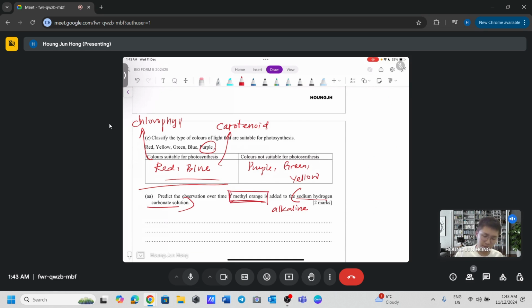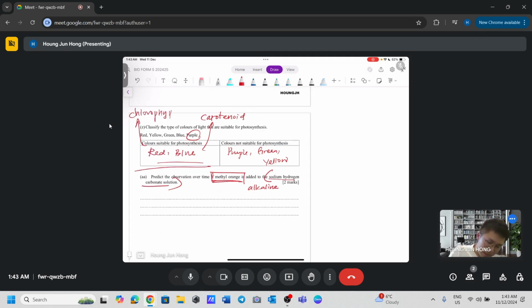Let me also check the full answer for methyl orange. The color change of methyl orange: acidic is red, neutral or alkaline is yellow. So what happened over here? I think the question wanted us to hypothesize. In this case, at first it is yellow in color, but then how does it turn? It will turn from yellow to what? I think the answer is logical.